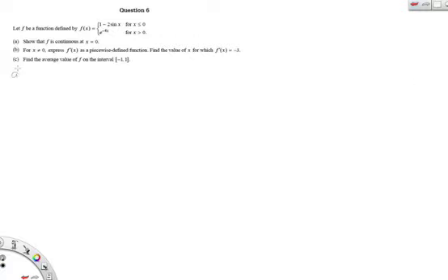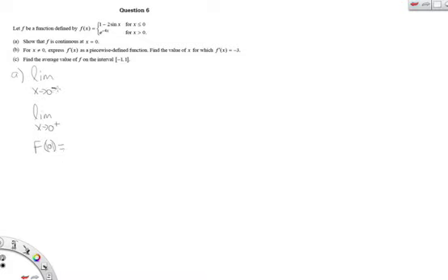Part A simply says show that f is continuous at x equals 0. So to be continuous, the limit as x goes to 0 from the left has to equal the limit as x goes to 0 from the right, has to equal the actual value.